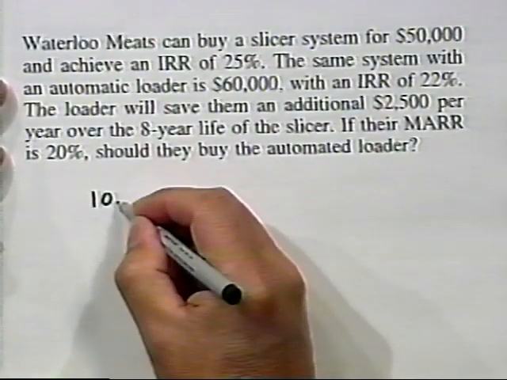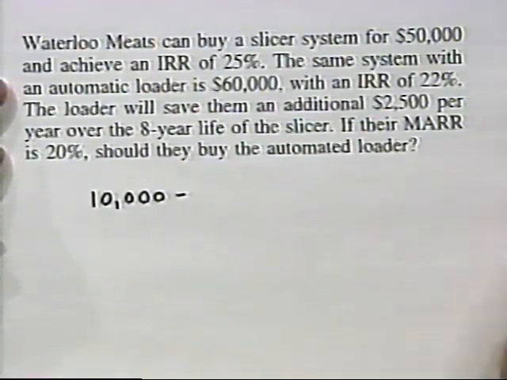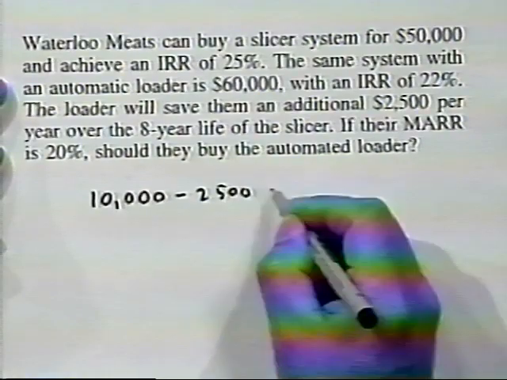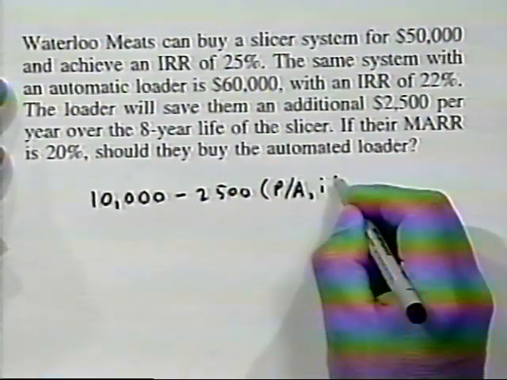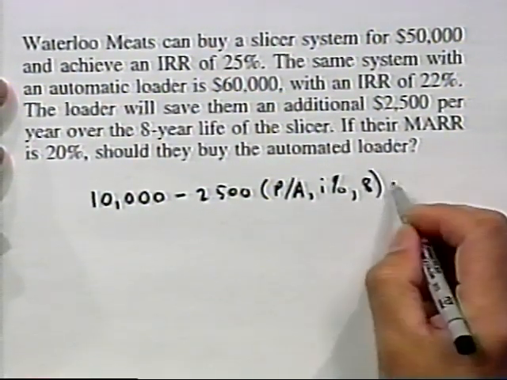If we assess the internal rate of return of that investment separately, of a $10,000 cost and subtract off the present worth of those $2,500 savings at our unknown interest rate, which will be our internal rate of return over the 8-year life.